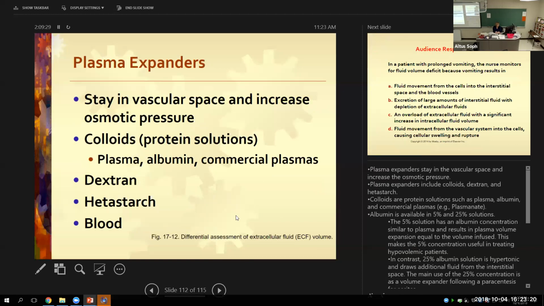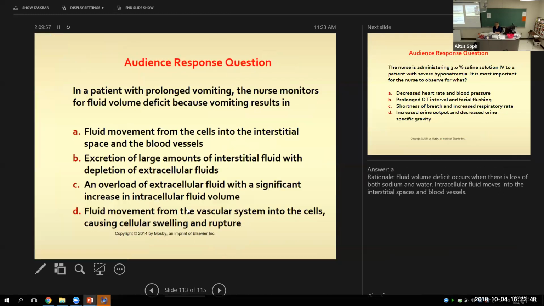I'm going to go ahead and let you read about plasma expanders. Blood is considered one. Hetastarch, I don't see it given very much anymore. Sometimes in the OR settings, I think we give hetastarch if we're having quite a bit of blood loss and we need to give a fluid volume expander. It helps pull fluid out of the tissue space into the vascular system. So all of those are kind of like that. Okay, just because of time's sake, we're going to go ahead and go on.